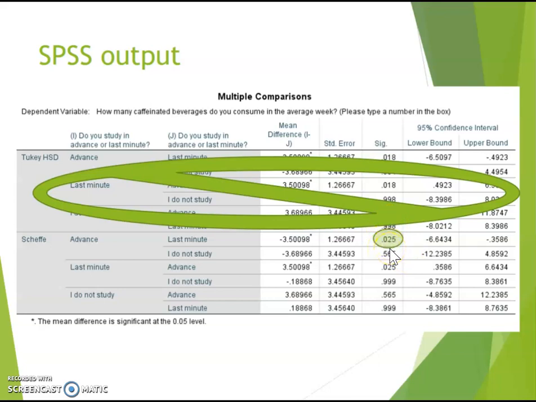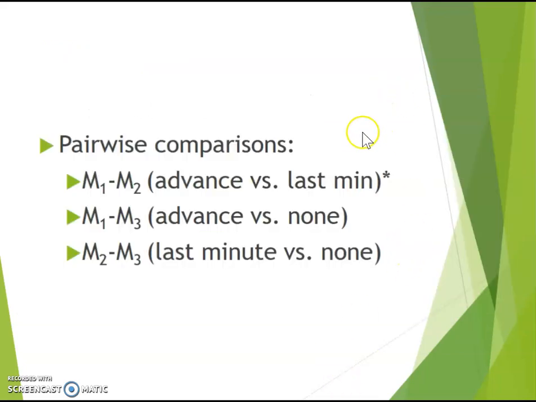So since that value of 0.025 is indeed less than our alpha level, we would say that the difference between advanced and last minute studying is significant. So the way I'm going to do that is I'm going to go back to my notes over here, and I'm going to put a little asterisk next to that pairwise comparison to indicate that the difference between those two means was significant.